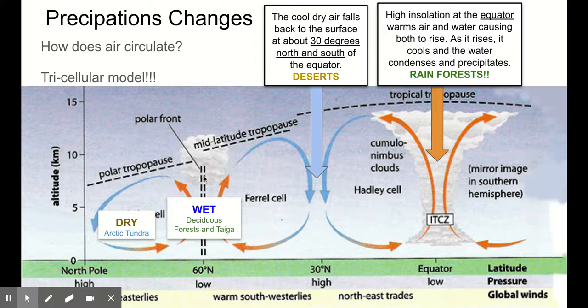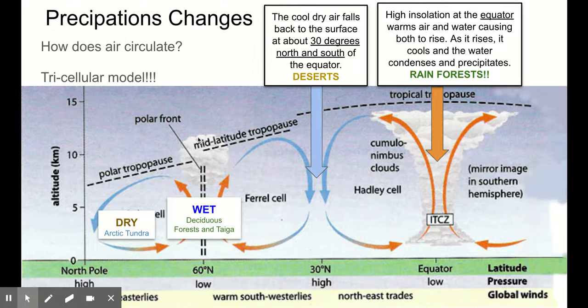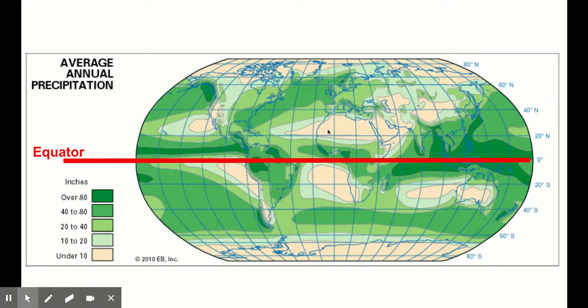Our next band of heavy precipitation, 60 north and south, that's where our two prevailing surface winds smash into each other and rise. We see wet biomes there, deciduous forests and taiga. We see taiga at 60. We see our deciduous forest usually a little south of that. And then finally, our driest biome, our Arctic tundra, super cold, super dry, we see that here at this other area of dry, cool, falling air. So this explains things.